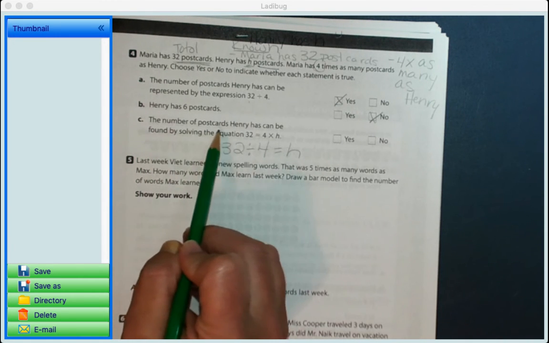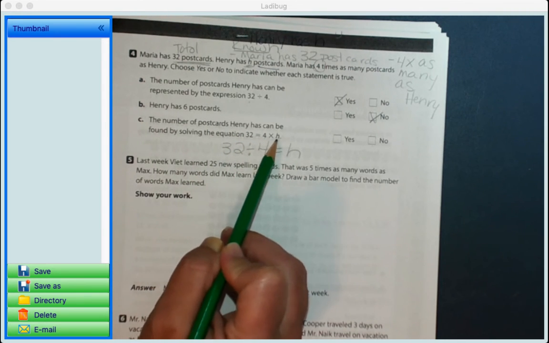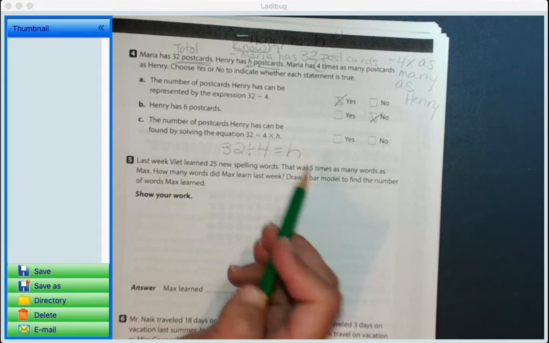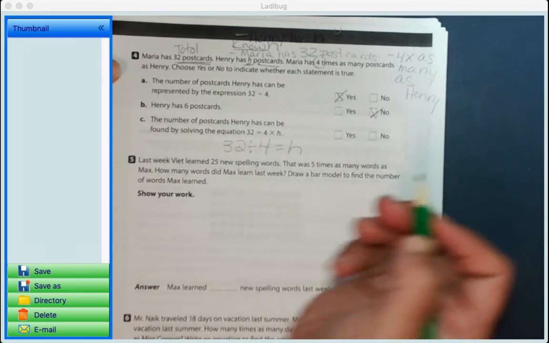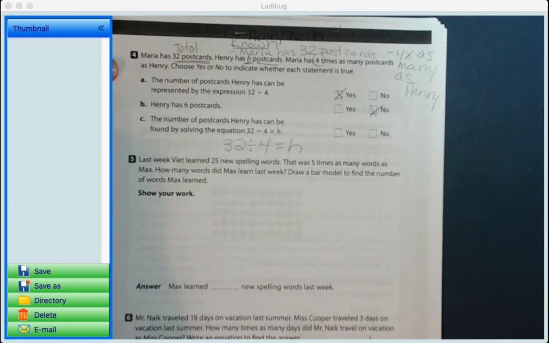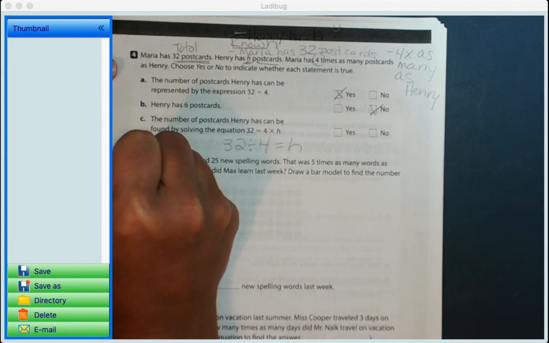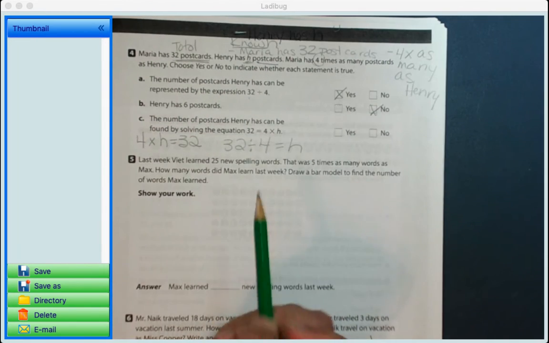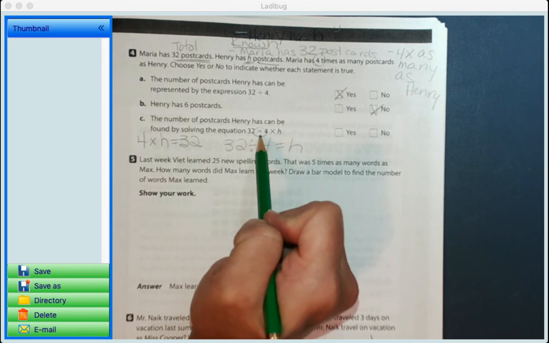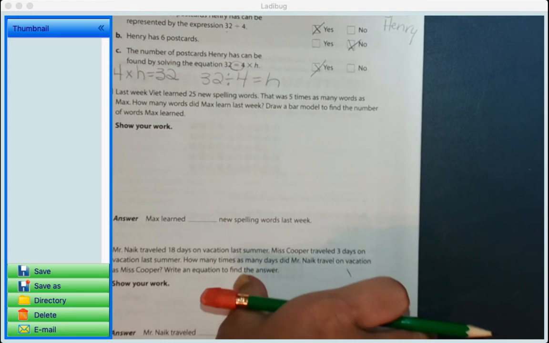C. The number of postcards Henry has can be found by solving the equation 32 equals 4 times H. So, don't let this fool you, because we know multiplication and division can be flipped around. So, yes, it can be solved by 32 equals, or I could say 4 times H equals 32. Don't let this equal sign mess you up. This one is also a yes. All right, let's go on to number 5.